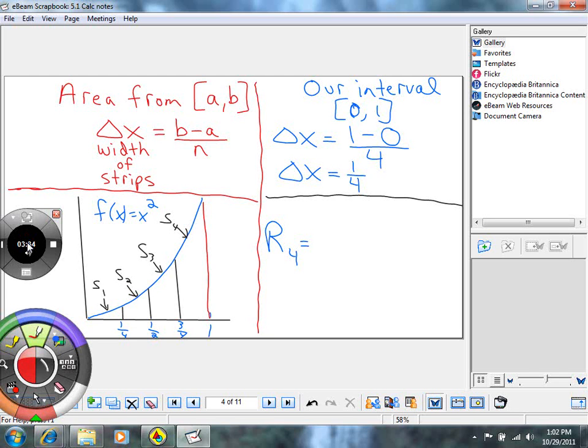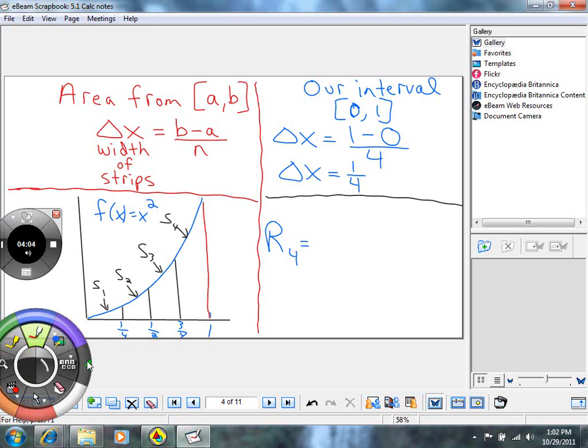So B minus A, in our case, we're going to do 0 to 1, so that would be 1 minus 0 divided by, I'm going to do 4 strips, so that means that each of the interval widths would be 1/4, and so you see my picture here makes sense from 0 to 1. You would all agree that each of the strips would have to be 1/4 if you're splitting up 1 into 4 parts. Okay.